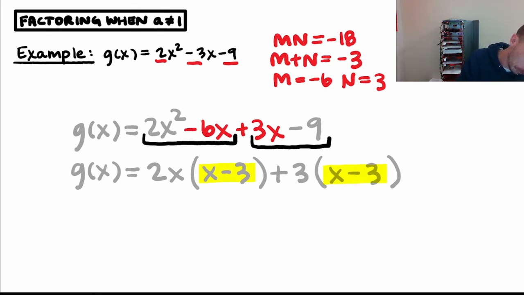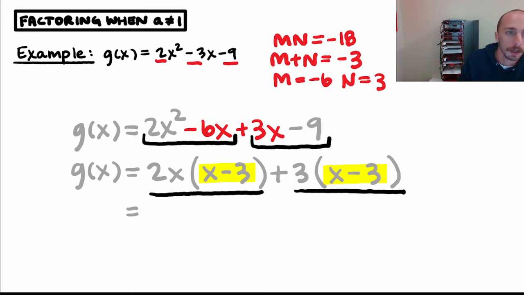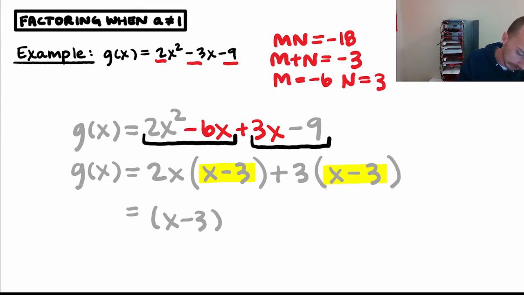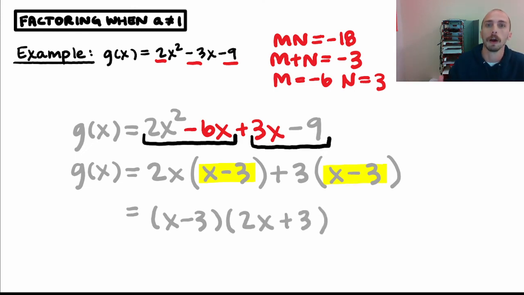And then we can factor that out, because this, again, doesn't really look like it, but it is another sum. So I could factor out the x minus 3 from that sum. I'm going to get rid of those black lines. I don't think they're helping. x minus 3, and then what am I left with? From the first term, I'm left with a 2x, and from the second term, I'm left with a 3. And so that's how we're going to factor where a is not equal to 1.